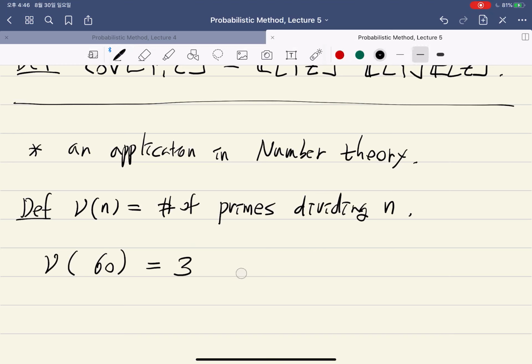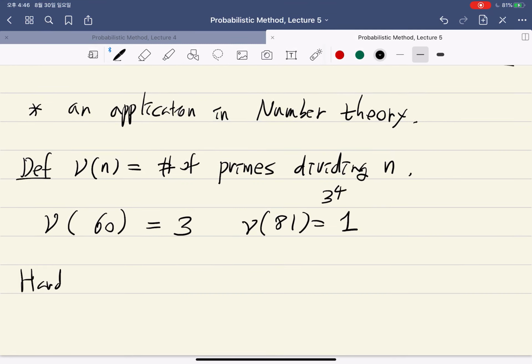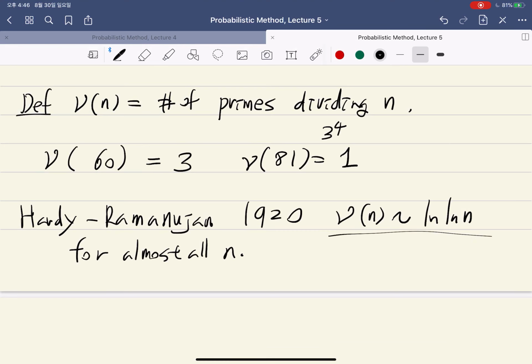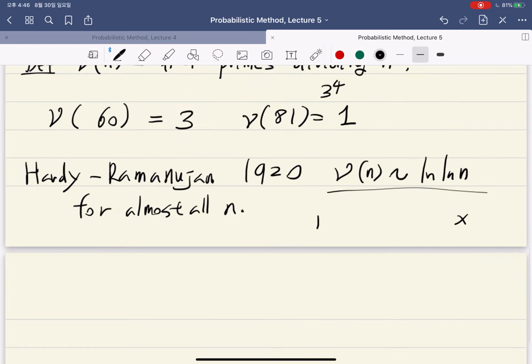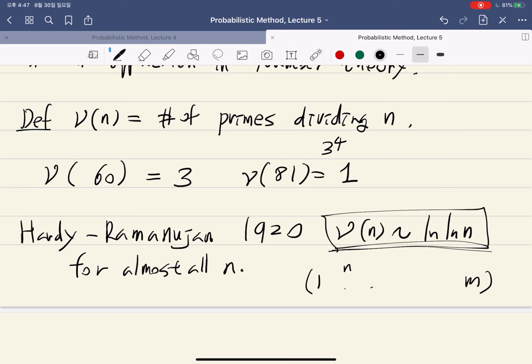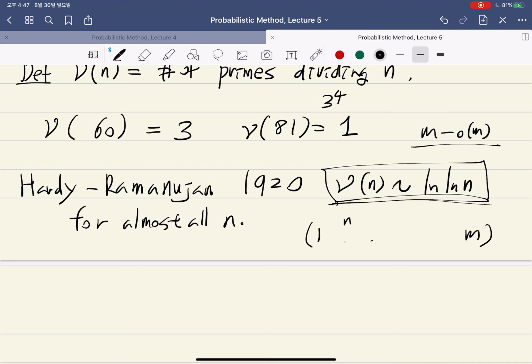On the other hand, nu of 81 is 3 to the 4, so only 1 prime divides it, which is 3. And Hardy and Ramanujan in 1920 showed that this nu(n) is close to log log n for almost all n. Meaning that if you take 1 to x, and consider all the n between these two which satisfy this, then the number of such n whose nu value is close to log log n is almost everything, except a small fraction.